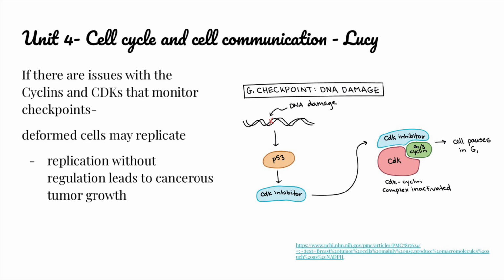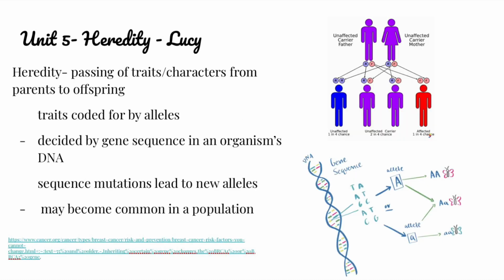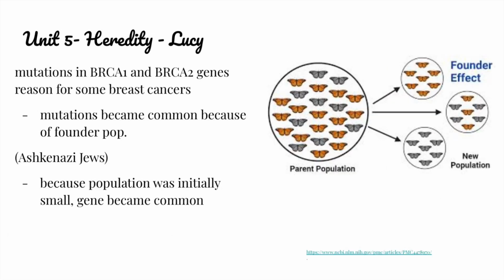And a cell that couldn't do that would not be able to stop replication. We know that heredity is the passing of traits from parents to offspring, and those traits come from alleles that are created from the sequence of DNA found in a certain parent. Now, mutations in those sequences can lead to new alleles, and those may become more popular in a population, and that is what we see in the founder population of Ashkenazi Jews that have mutations in their BRCA1 and BRCA2 genes, which is the reason for some breast cancers.